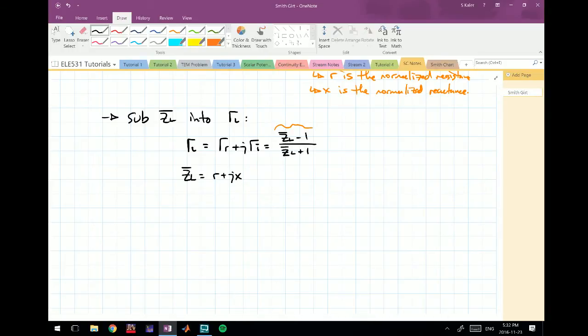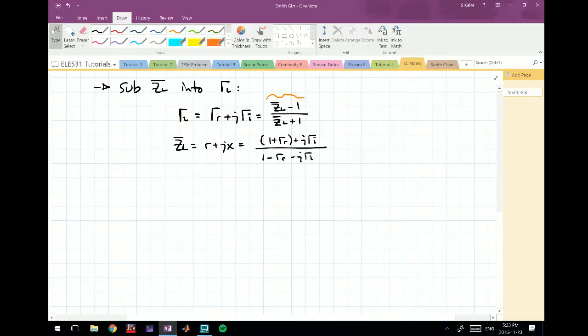So what I will be left with, in this case, is 1 plus gamma r plus j gamma I over 1 minus gamma r minus j gamma I. Okay, so now I have ZL in terms of the reflection coefficients. And now we can compare this with this expression that I have here. So I'll rewrite on this side. If you look at the line above here, this is equal to j gamma I.